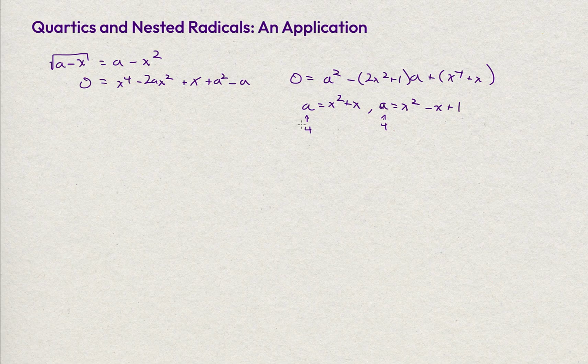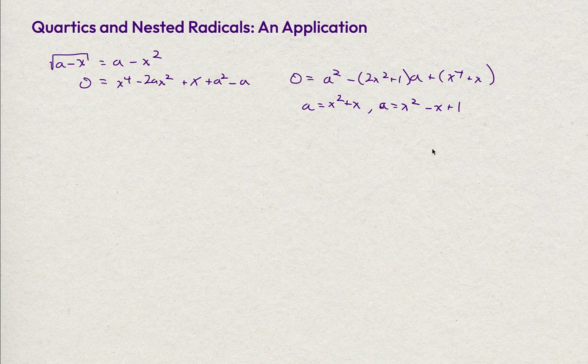So from here, we could plug 4 back into a in both of these and solve the original equation. This is a really slick way to do it. You'll get the same quadratic equations that we got before: x squared plus x minus 4 equals 0, and x squared minus x minus 3 equals 0.